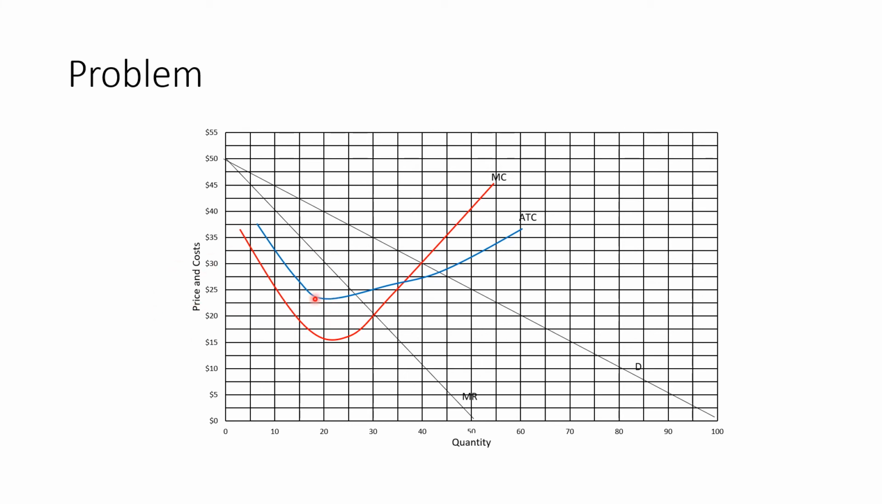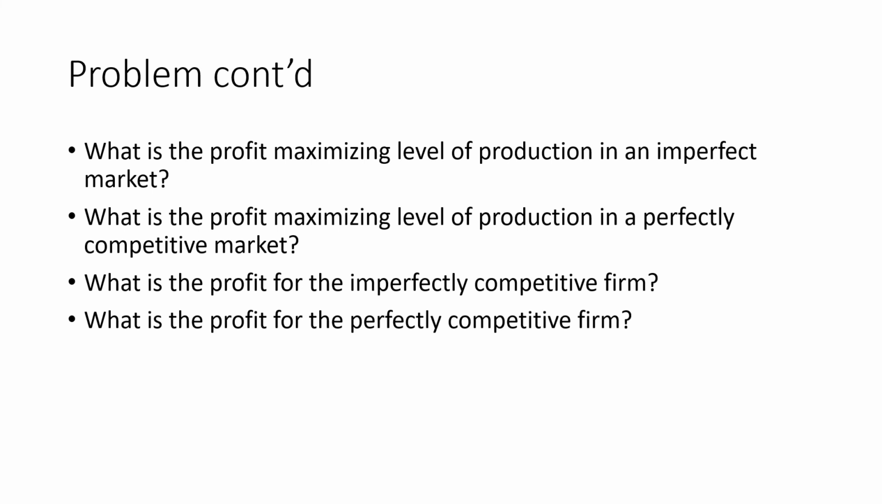And then I asked the questions on the subsequent slides. And so you want to go over that. What is the profit maximizing level of production in an imperfect market for our monopoly? What was it? I think it was 30 units. What is the profit maximizing level of production for the perfectly competitive firm? 40 units. What was the profit for the imperfectly competitive firm? What is the profit for the perfectly competitive firm? What price can they charge at that level? All these different things. If you want to think about that, it solidifies the understanding of it. And we actually calculate this in micro.